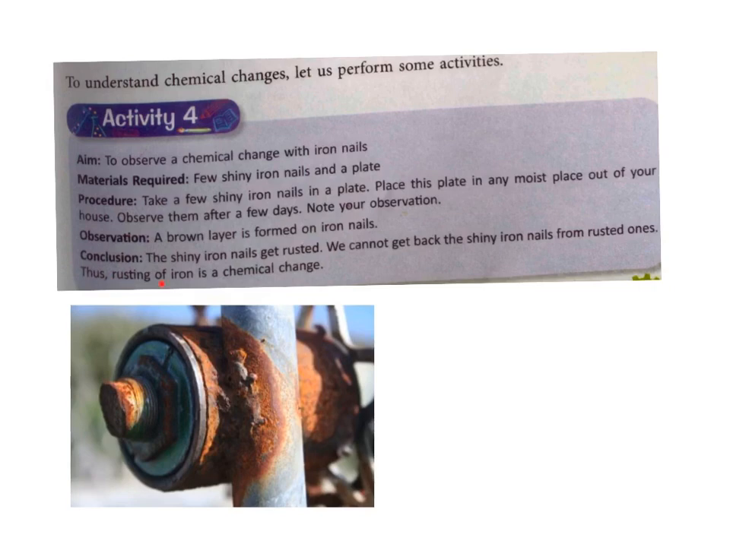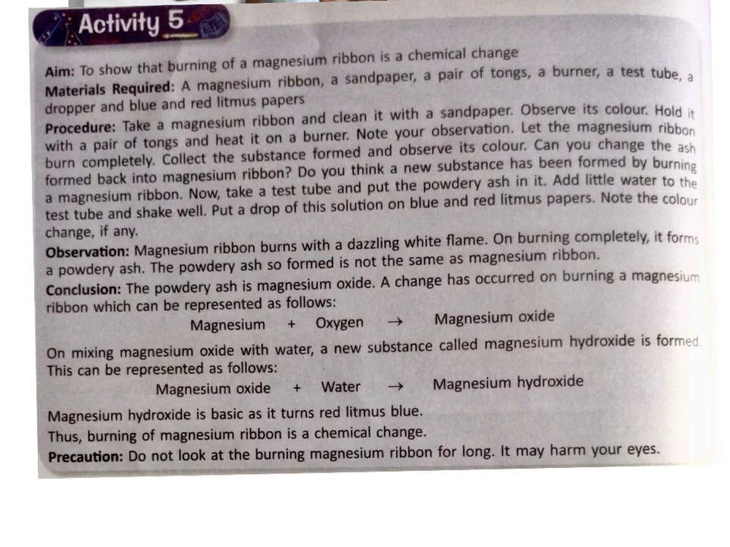Thus, rusting of iron is a chemical change. So, you all know that this is an irreversible change. Moreover, a new substance, that is a reddish brown coating, is formed, which makes it a chemical change. Okay children, let's proceed to activity 5.